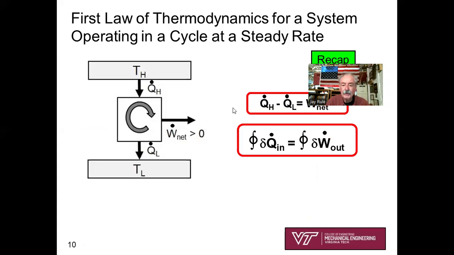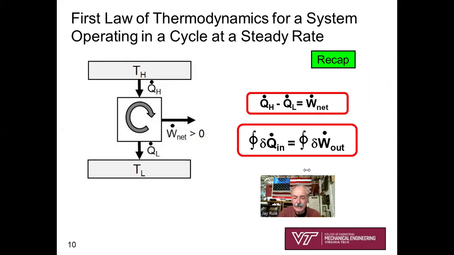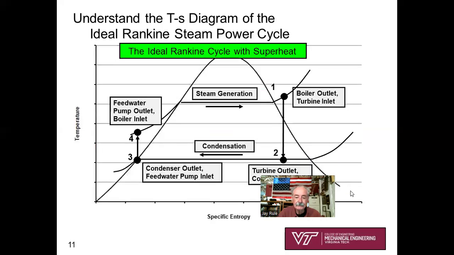Okay, first law, as a reminder, here's our schematic, and we've already talked about this as our recap. Q dot H minus Q dot L is W dot net. You can figure that out. It's not exactly a formula, it's a fundamental. You can figure it out by looking at your schematic. And then for those of you who are graduate school bound, the cyclic integral of heat in equals the cyclic integral of work out. Okay, that's the Rankine cycle.